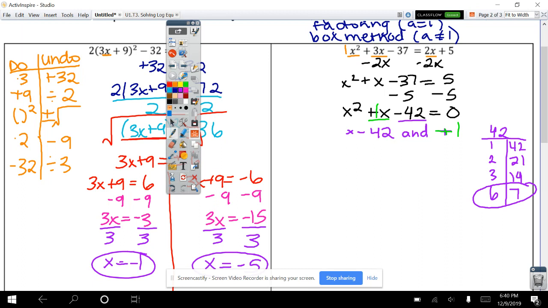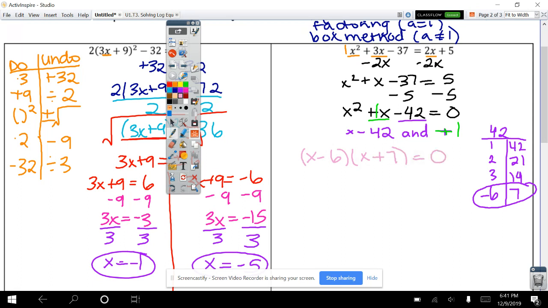Well, I need to add to a positive number, so my bigger number should stay positive and my smaller number should be negative. I can check that real quick. 7 times negative 6 gives me negative 42. 7 plus negative 6, or minus 6, gives positive 1, so that works. Now I just use these to make my factors. So x minus 6 times x plus 7 equals 0.